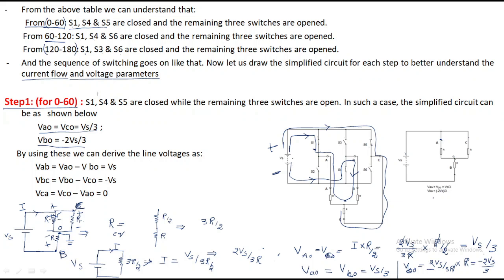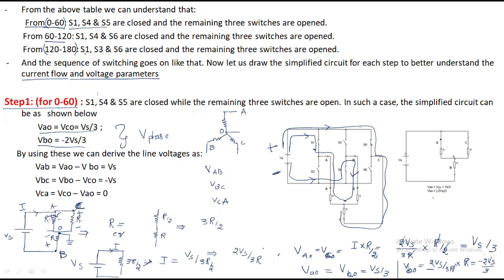Phase voltage means, these are the phase voltages. We can name them the phase voltages. What is phase voltage in a three-phase system? For example, with this 0, VA0, VB0, VC0 are the phase voltages. What are the line voltages? The voltages between AB, BC and CA are the line voltages.